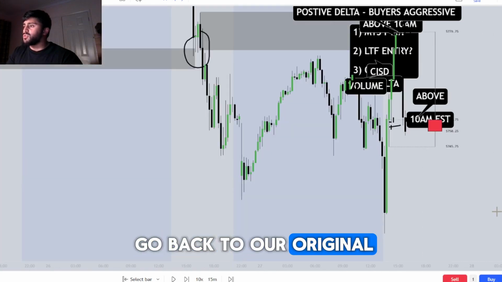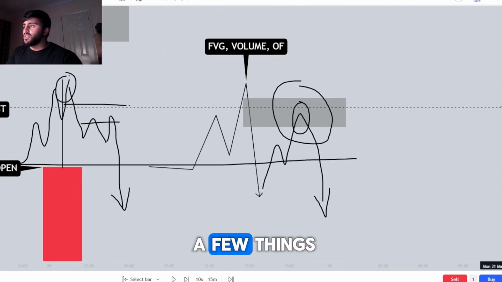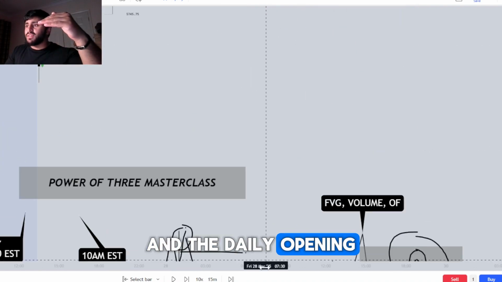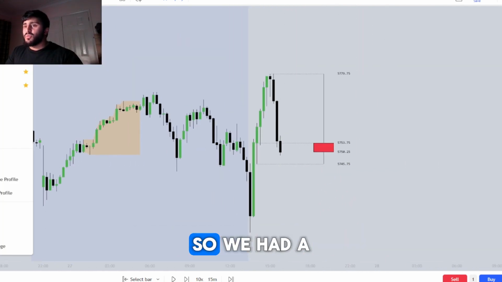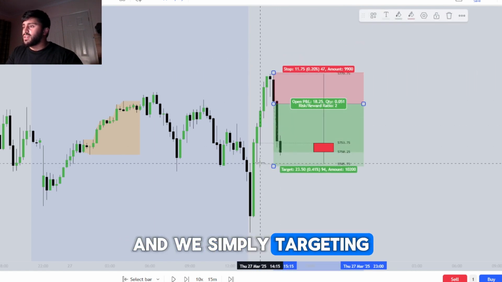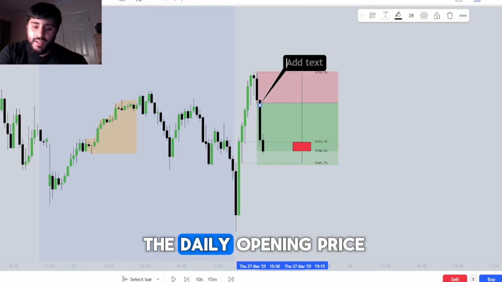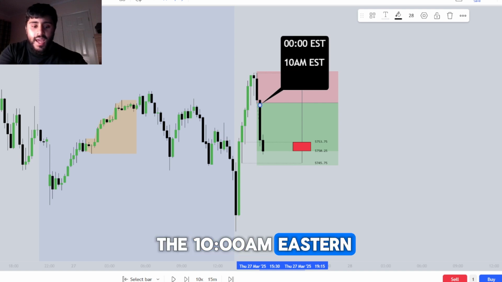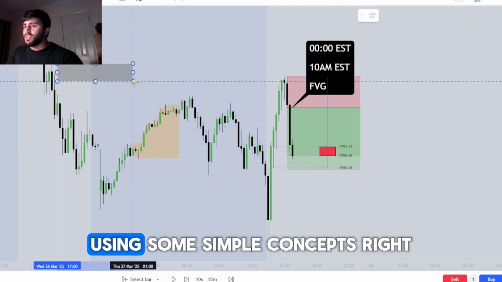If we go back to our original drawings at the start, you need to understand a few things. When you're looking for a sell, you're looking for a sell above the 10 a.m. and the daily opening. That's exactly what you had over here. If we take this away, what you're looking for is a sell. So we had a sell roughly in this region with the stop loss above here, and we're simply targeting liquidity down here. What's important to understand about this sell is a few things. You want to be above the daily opening price. You want to be above the New York midnight opening price. You want to be above the 10 a.m. Eastern, and you want to be inside of 15-minute fair value gaps. This is how you master the power of 3 using some simple concepts.